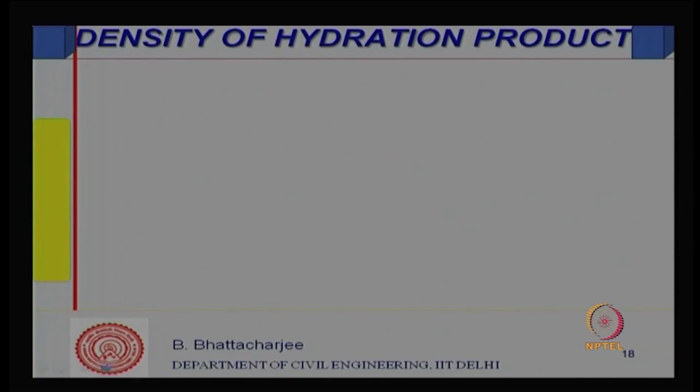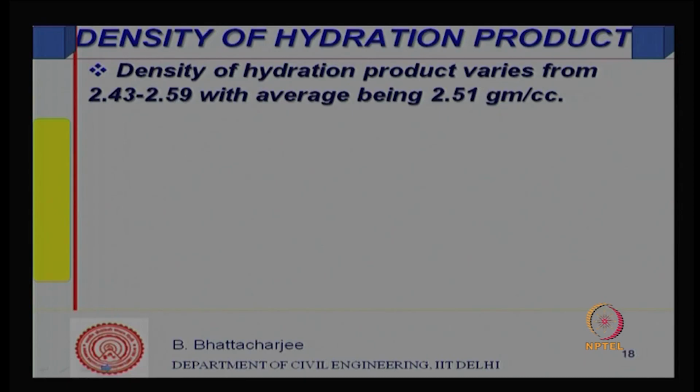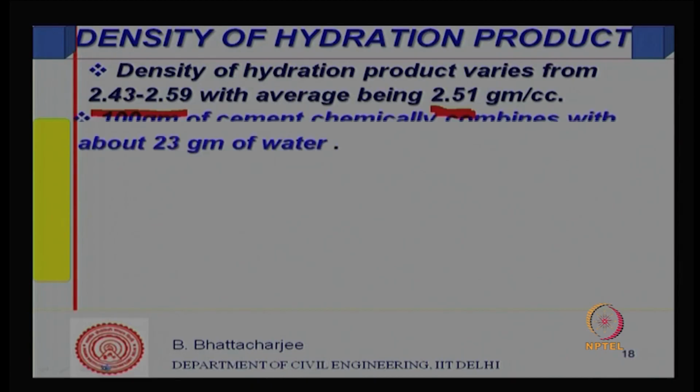So, this is one piece of information. Another piece of information that became available from early experiments in the 1950s is that the density of the solid product of hydration varies from 2.43 to 2.59, and on average it will be 2.51 grams per cc. So, 100 grams of cement chemically reacts with 23 grams of water, 1 gram with 0.23.